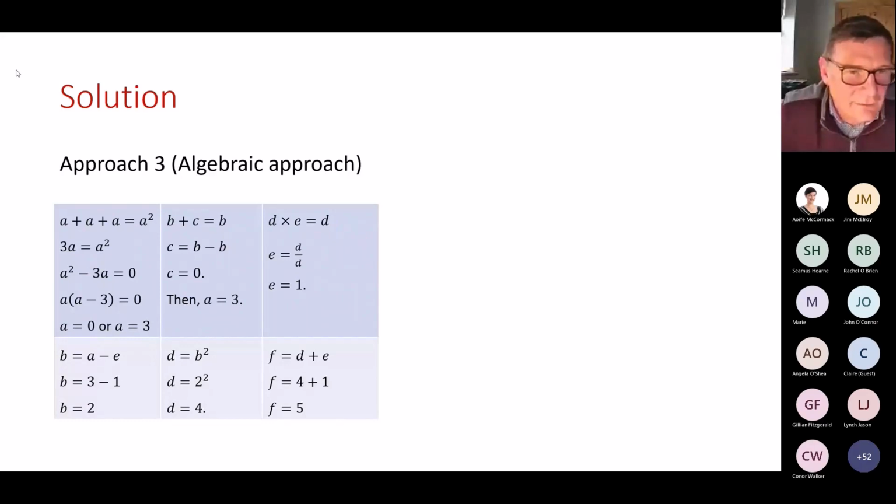And then for the final lot, b, d, and f, we just substitute into the other equations. We've already found values for a and for e and for c. Okay, so even the algebra is a nice approach to doing it in this instance, because there are quite a number of algebraic skills that they need to solve it using this approach. So there are 3 approaches for that particular problem.